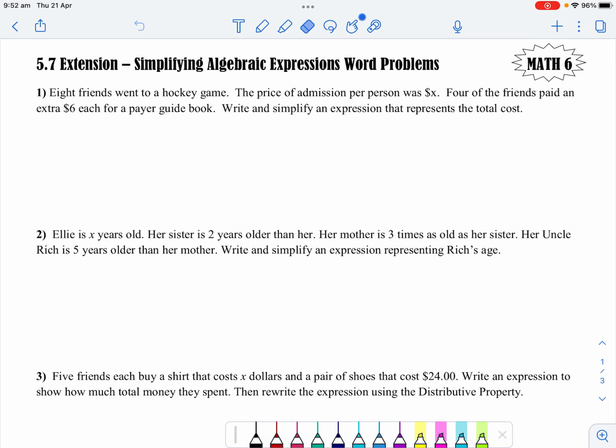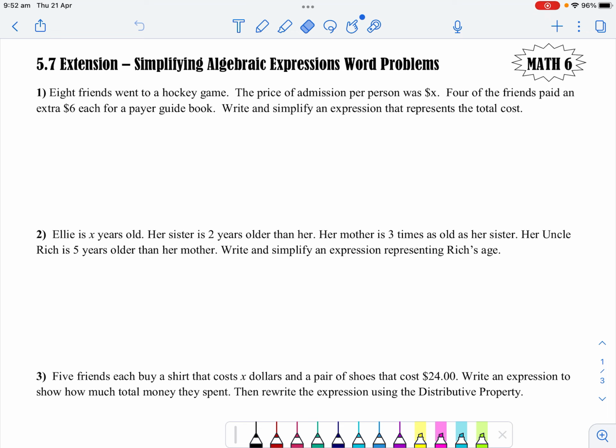Hey everyone, today we are going to do another extension to our distributing and combining like terms section using word problems. So we're going to simplify algebraic expressions from word problems. We have to write the expressions first from the verbal expressions, and then we're going to simplify the expressions by combining like terms or using the distributive property and then combining like terms, whatever we need to do.